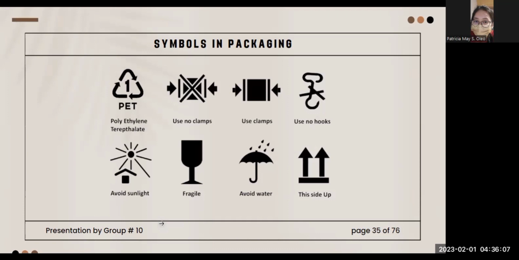Next, this side up. This side up labels are a common form of shipping label, used to ensure that boxes are maintained in the correct orientation. So ito yung mga common containers naman na liquid ang laman para maiwasan yung mga leaks and etc.